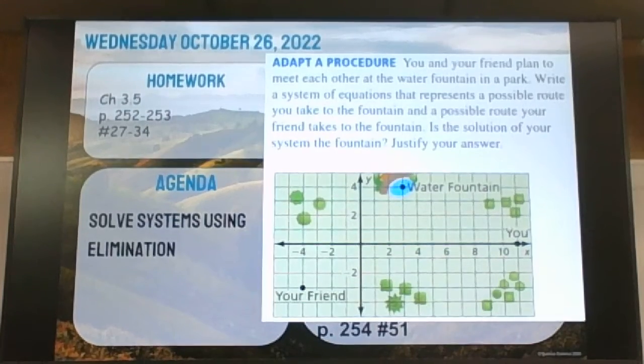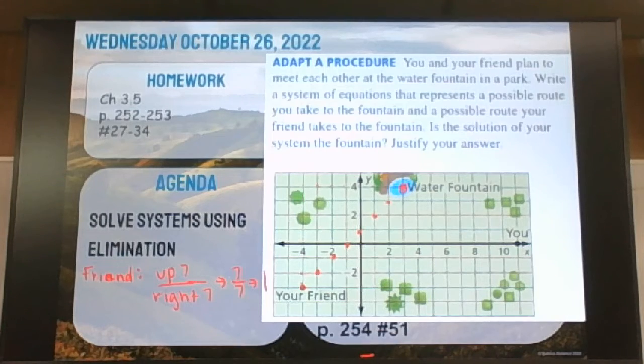So, for the friend, has to go up one, over one. Actually, maybe you counted 1, 2, 3, 4, 5, 6, 7. The friend goes up 7, and right 7 to get to the water fountain. 7/7 is just 1. So actually, your friend is just going up 1/1 to get to the water fountain.